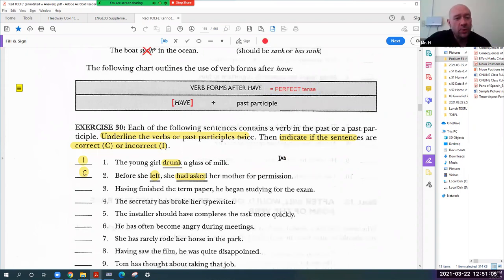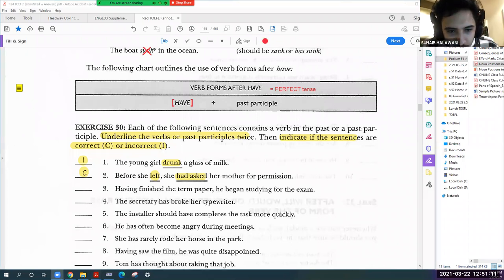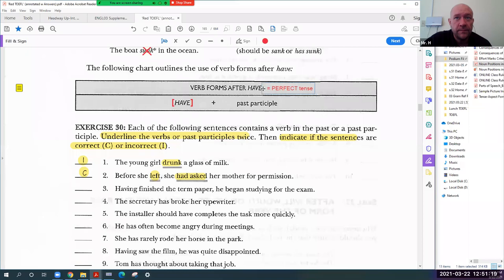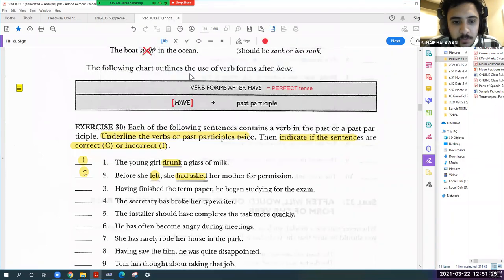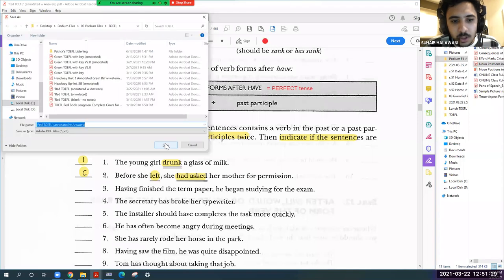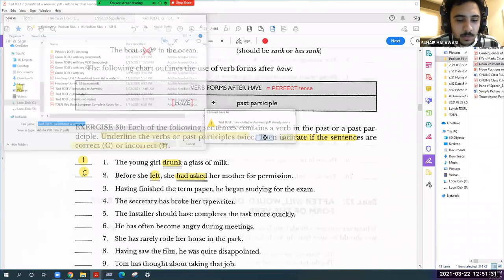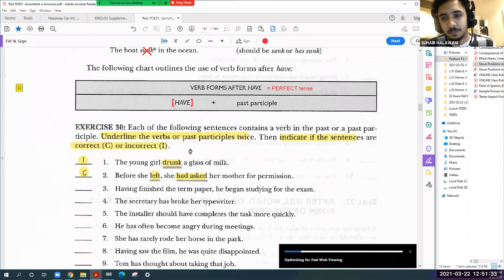Okay, so do number one, Suhaib Halawani, number one. Okay, the young girl drank a glass of milk. Now, why is there an I? I don't understand. Why do we have I? I for what? Okay, correct. Because you should put has, or you want to replace it with verb two.